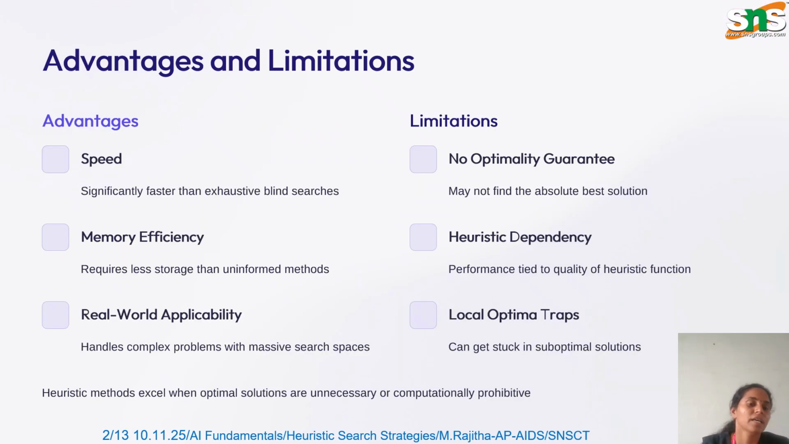Advantages and limitations. Heuristic search has clear advantages. It is much faster than exhaustive search. It uses less memory. It handles large complex problems. But it also has limitations. It may not find the perfect solution. Its success depends on the heuristic quality. It can get stuck in suboptimal areas. Despite these issues, heuristic methods are ideal when speed is more important than perfection.